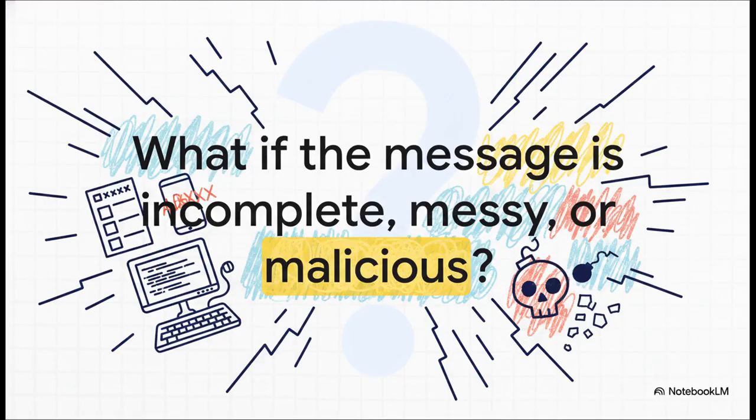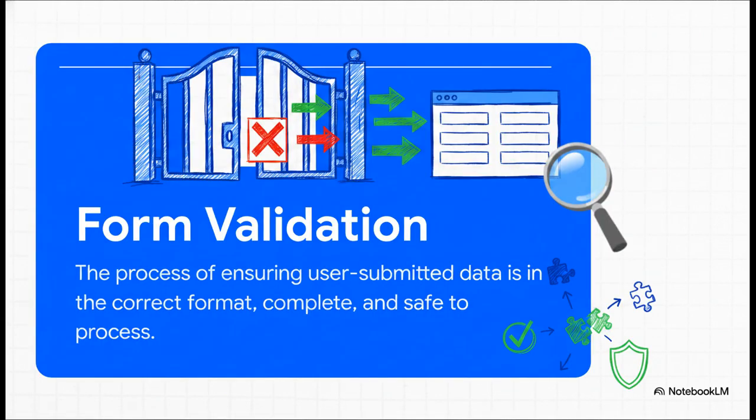So, what happens when that message isn't clear? I mean, what if you leave a box empty by mistake? Or you accidentally type letters where your phone number should go? Or even worse, what if somebody is intentionally trying to send harmful code through that form? That right there is the problem that needs to be solved. And the solution to that problem is form validation. You can just think of it as the gatekeeper. It's the process that checks to make sure the data you sent follows all the rules, that it's in the right format, that everything required is there, and most importantly, that it's safe for the server to handle.